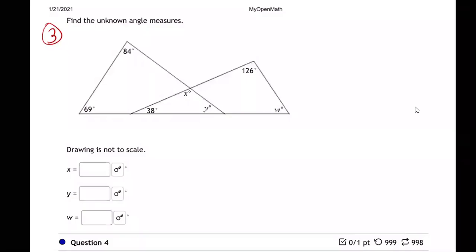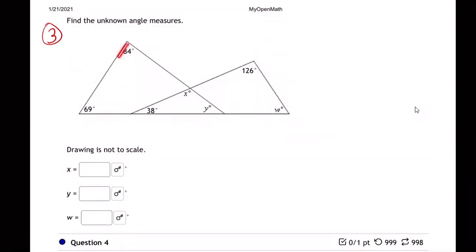Okay, so they want us on this number 3, find the unknown angle measures. I'm supposed to find X, Y, and W. That's this angle, this angle, this angle. Got to find those. And notice that we have like 3 different triangles here, don't we?